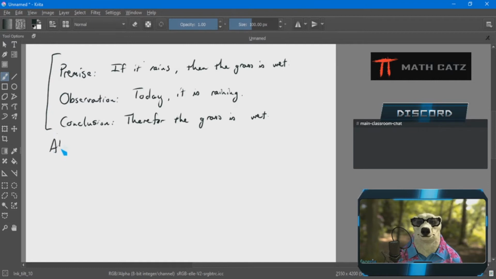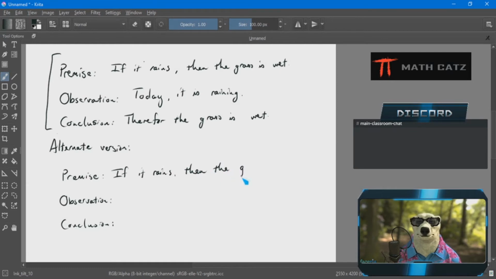There's also an alternative version. Same three parts: premise, observation, conclusion. Same premise. It's the same situation. Let's pick the rain and the grass situation again. So if it rains, then the grass is wet.